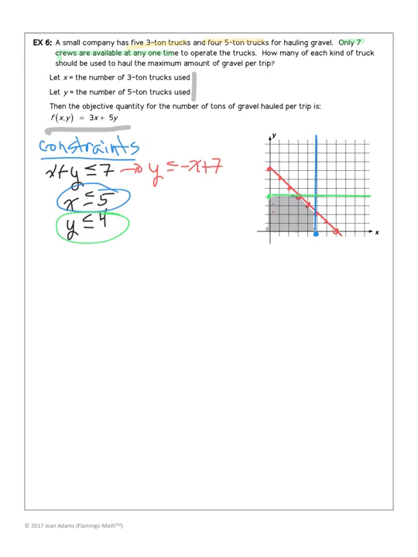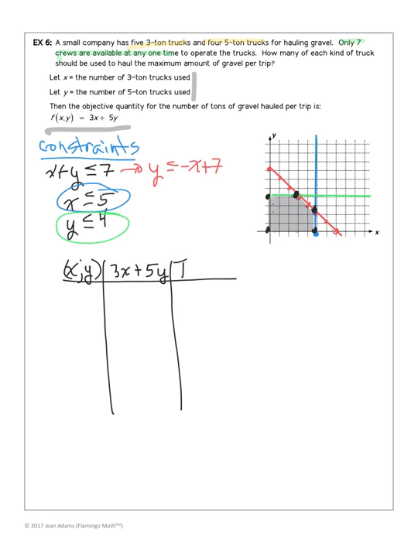Our vertices are here, here, here, here. Remember, those vertices define the shape of that region. So I've got 5 vertices. So here we go. Our objective function is 3x plus 5y, and that is going to give us tons of gravel.